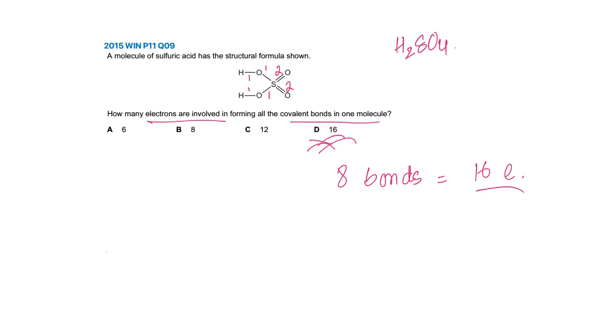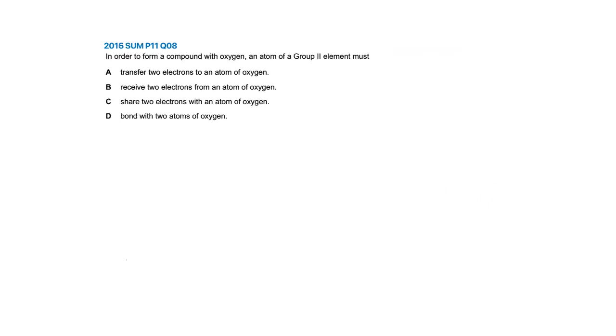In order to form a compound with oxygen, an atom of group 2 element must transfer 2 electrons to an atom of oxygen. I think we're on the right track. Receive 2 electrons from an oxygen? No. Share 2 electrons?